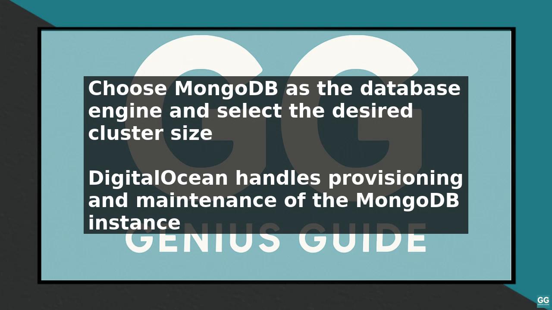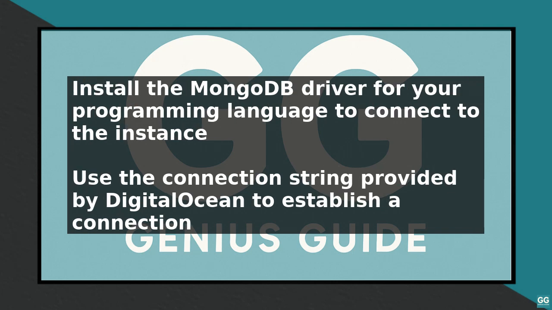For example, if you are using Node.js, you can install the MongoDB driver using npm by running the command npm install mongodb. Once you have installed the driver, you can use the connection string provided by DigitalOcean to establish a connection to your MongoDB instance.